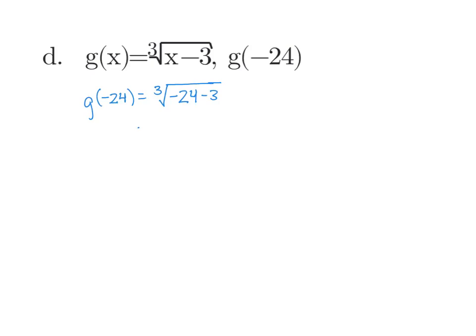All right, so if we simplify the inside, we get cube root of negative 27. The cube root of 27 is 3, and remember that when we deal with cube roots, we keep our sign, so we get negative 3. So g of negative 24 equals negative 3.